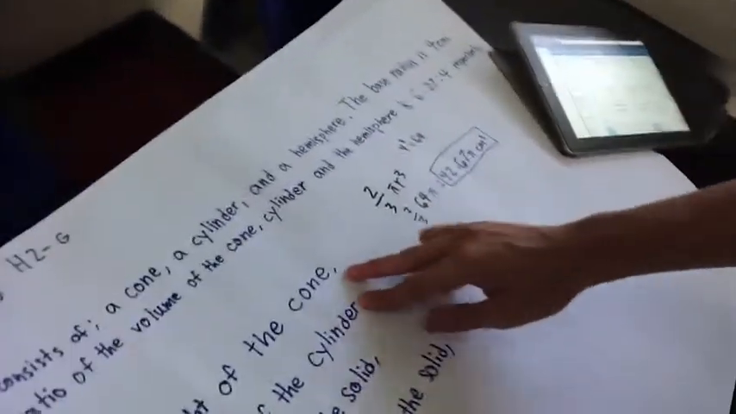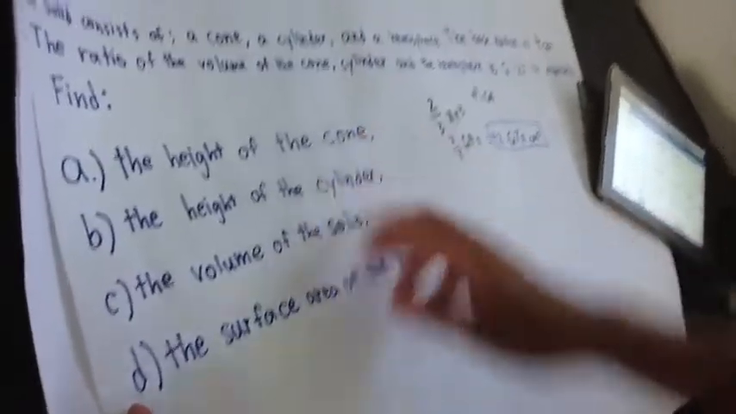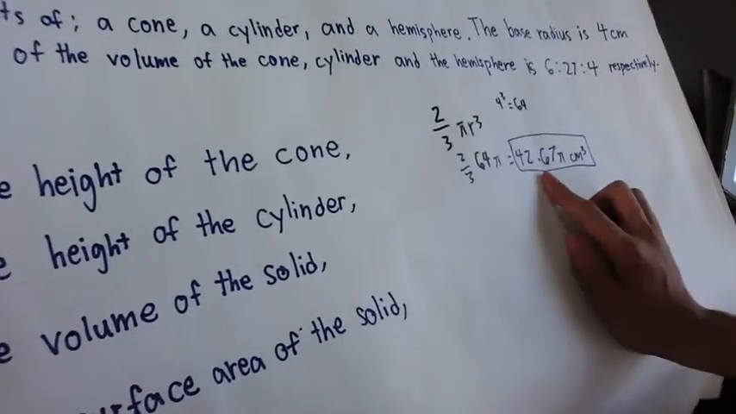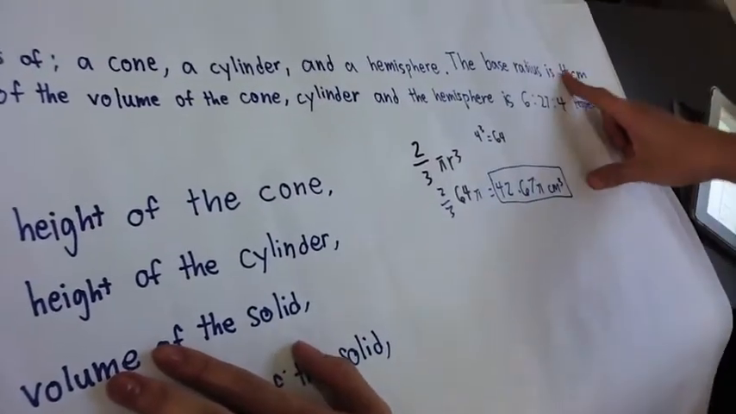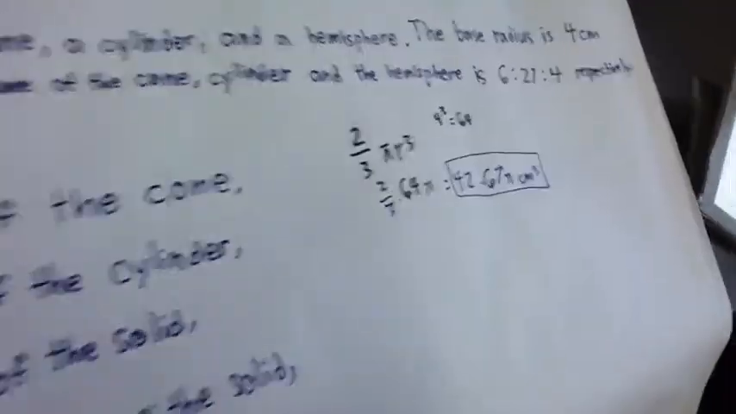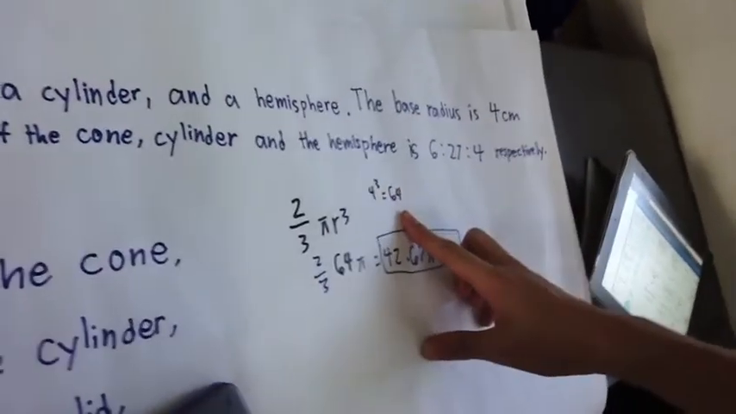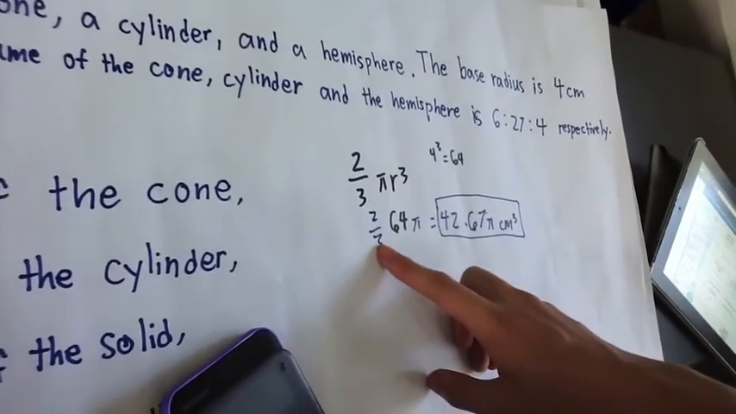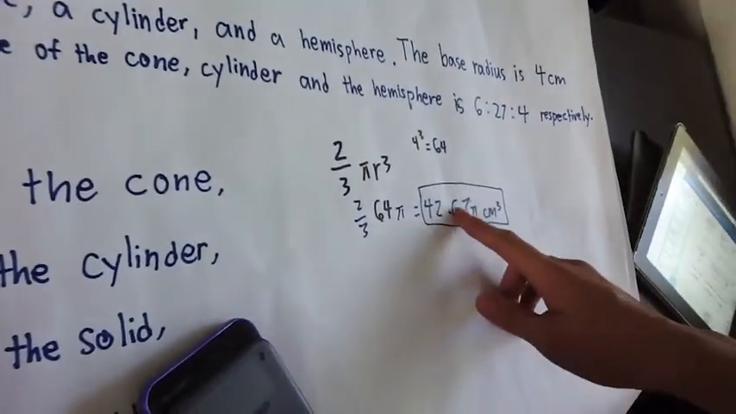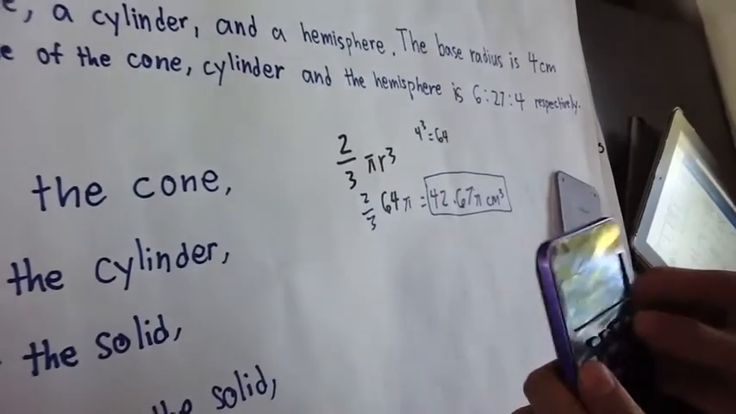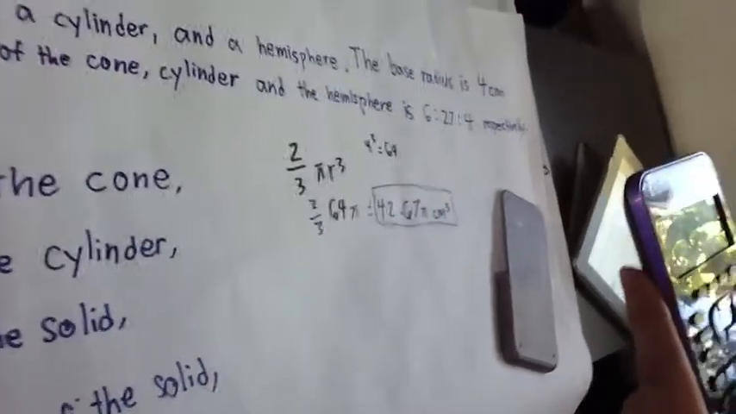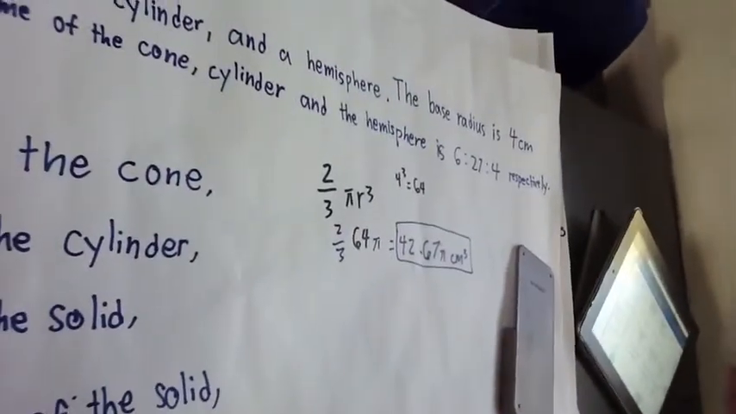Now, to find the height of the cone and the cylinder, we have to find their volumes first. So first we're going to find the volume of the hemisphere. We all know that the base radius is 4. So 4 cubed is 64. And so 64 times 2 divided by 3 is 42.67 pi. So 42.67 pi divided by 4 is 10.6.